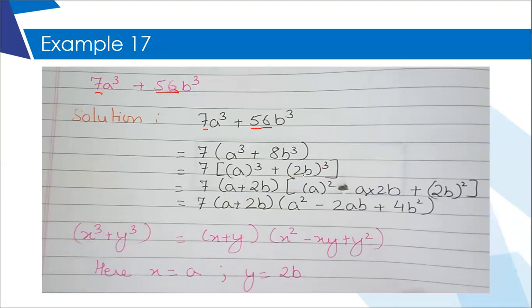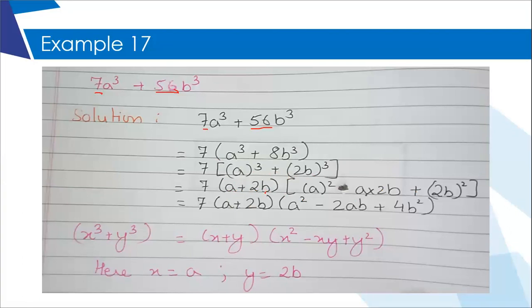Now again I will be applying the identity to this part only, which is inside the square bracket, and again I have written the identity with a pink pen. You can see x cube plus y cube is (x plus y)(x square minus xy plus y square). So now my x is nothing but a and my y is 2b. So I've just written the right side of the identity, substituting a in place of x and 2b in place of y.